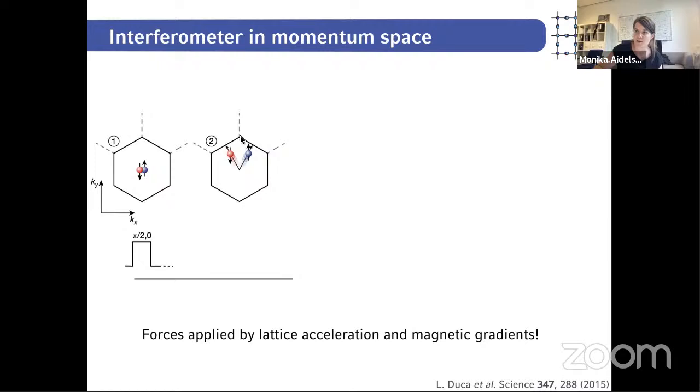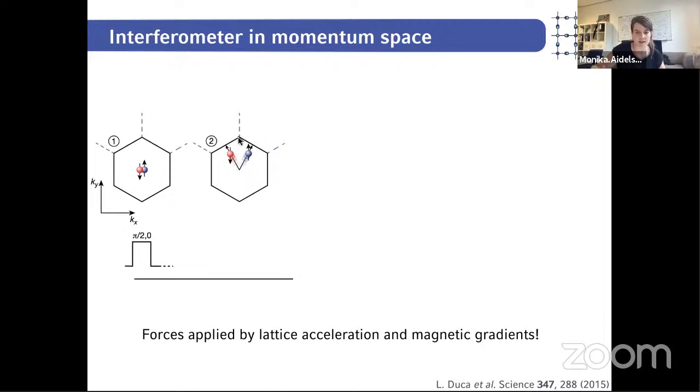So if we want to measure the Berry flux associated with the Dirac cone at the K prime point, we want to enclose this in our interferometry sequence. Now we have to bring them together again because we want to make them interfere in order to read out the relative phase at the end of the interferometry sequence.